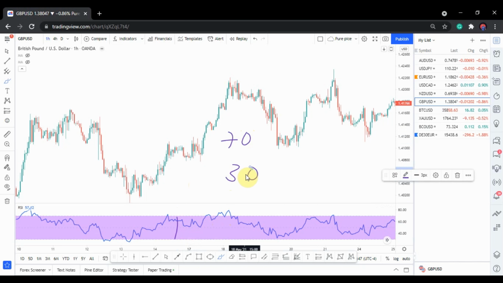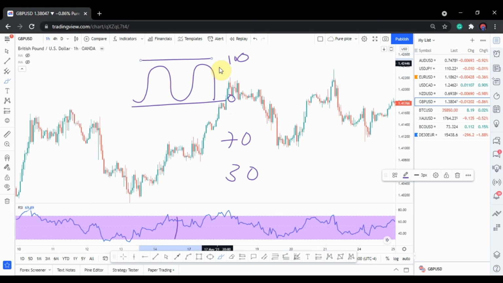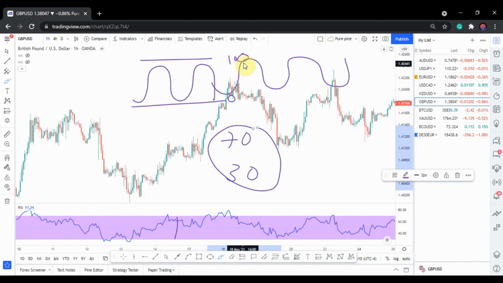What you need to know is that the reason these indicators are called oscillators is because they move between 100 and 0, so they can never go below 0 and they can never go above 100. That's why they are called oscillators, because they oscillate between these two levels. Then we have these other two levels apart from the 0 and 100. We have 70 and 30.